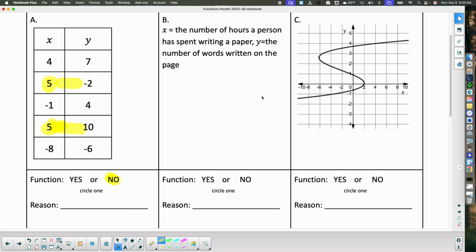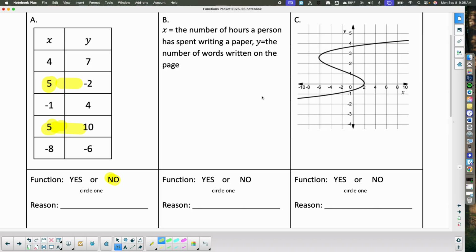Brogan? No. Number of hours a person has spent writing a paper, number of words written on the page. Why do you say that? I don't know, it's just an educated guess. There's nothing wrong with an educated guess. Does anybody feel like they know the answer to this one? Me personally, I think it could be taken multiple ways. Whichever way you answer, I was just wanting you to say how come. Well, they don't write the exact number of words every minute. They can stop and pause or something like that.